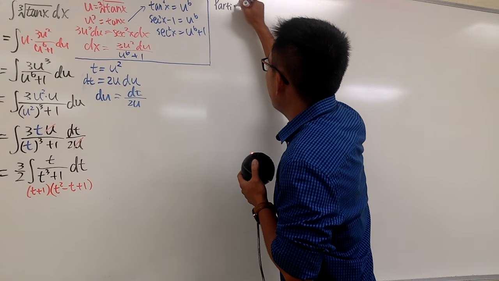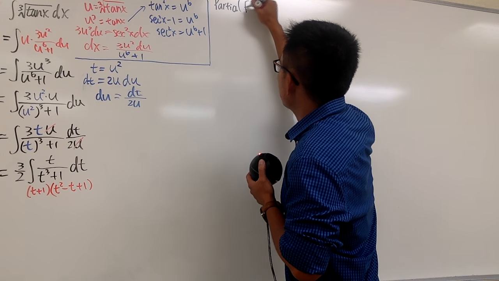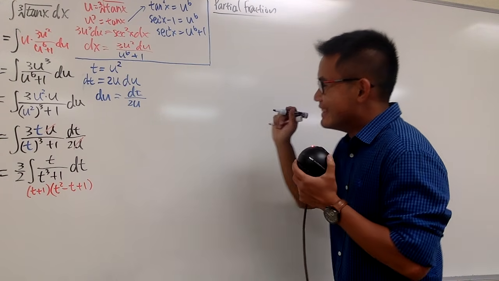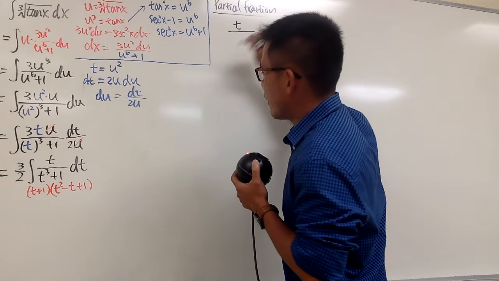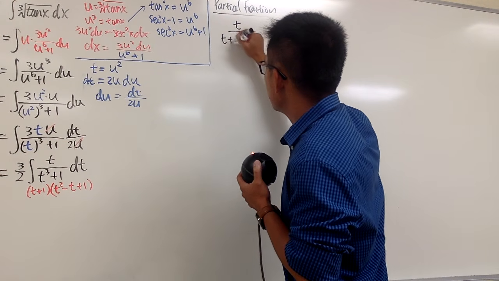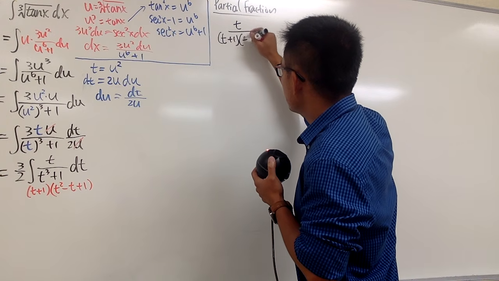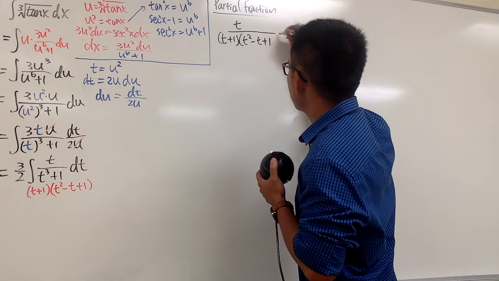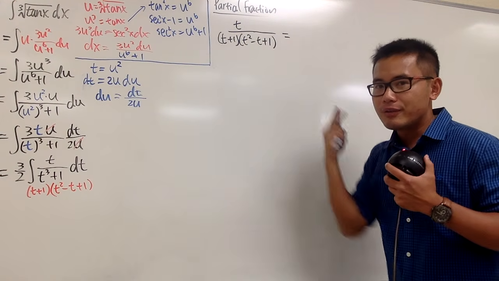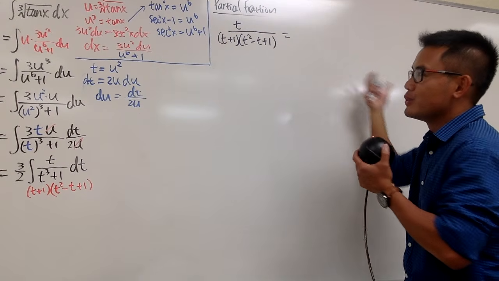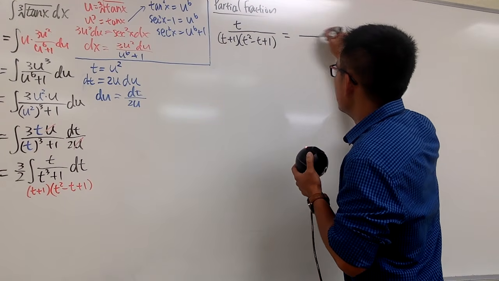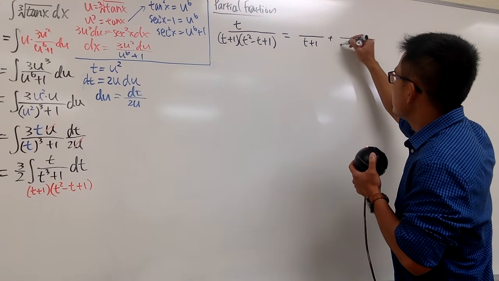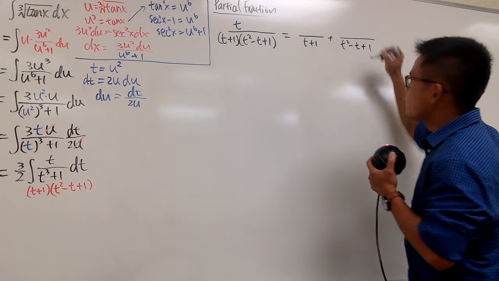And once again, we have to do partial fraction here, right? Partial fraction. And let's see how it goes. Let me just write down t over t plus 1 times t squared minus t plus 1, like this, right? And because the bottom we have 2 factors, so we know we can break this down into 2 little fractions. And the little fractions will be something over t plus 1, and then plus the other one is going to be t squared minus t plus 1.